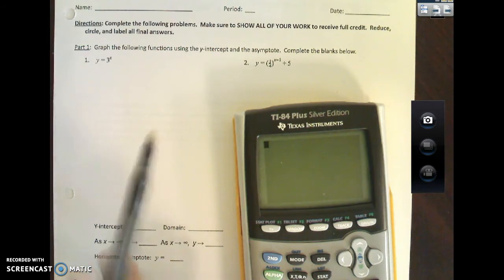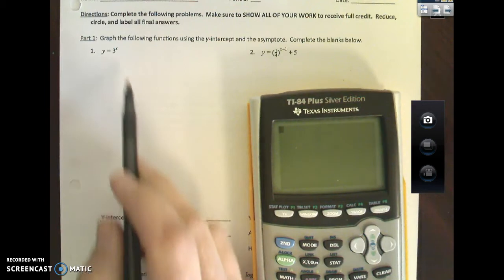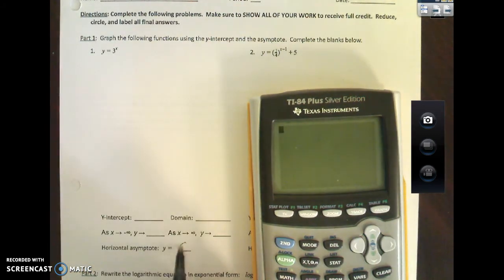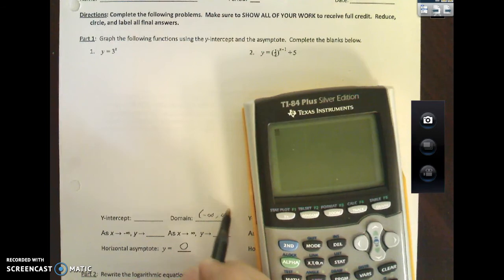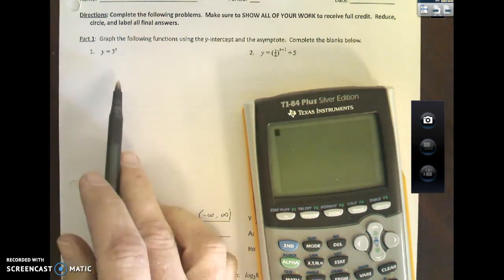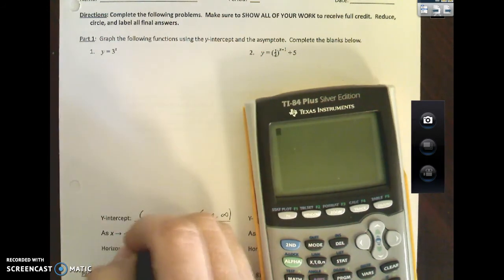Complete the blanks below. The first thing you guys can do is check out your asymptote. You'll notice I have nothing tacked on here, so my horizontal asymptote is just y equals 0. My domain will always be negative infinity to positive infinity. I know that because every exponential growth or decay model that we have, which will be growth, is due to that fact.